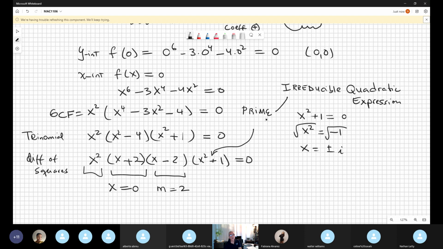Yes or no? X equal -2, que es that one, multiplicity 1. And x equal +2, multiplicity 1 again. I need to know que multiplicity 2 even touched the axis, and this no, cross it.